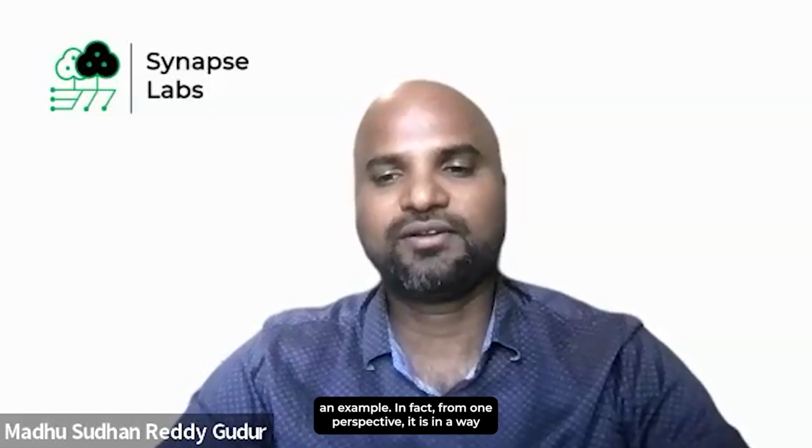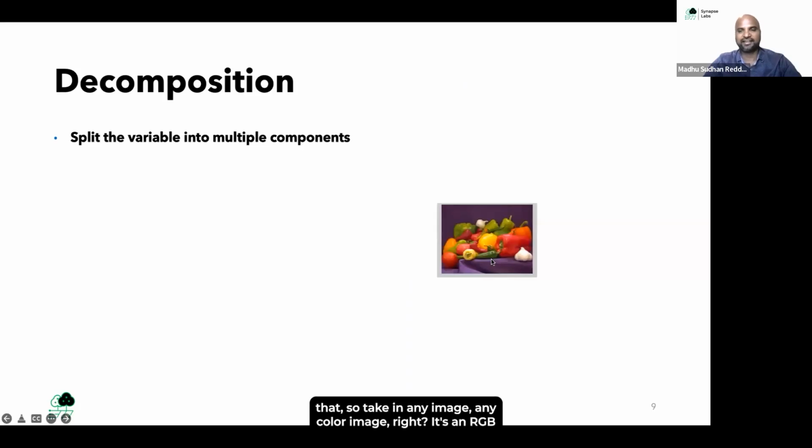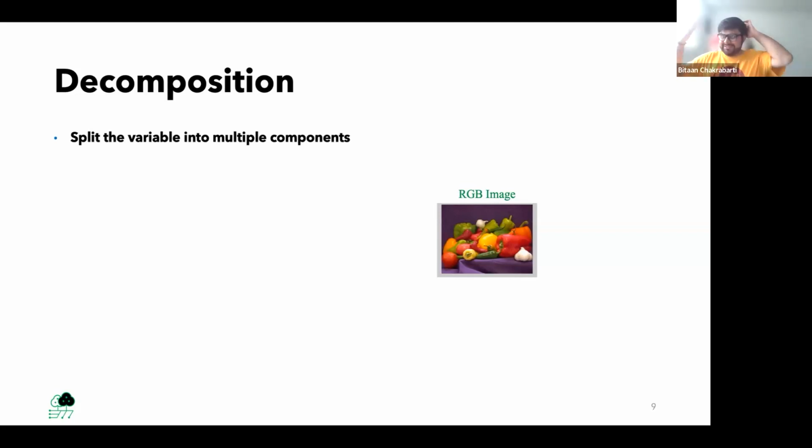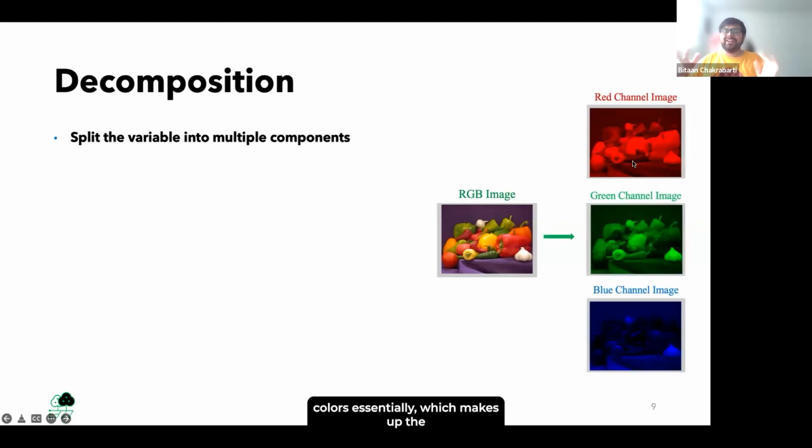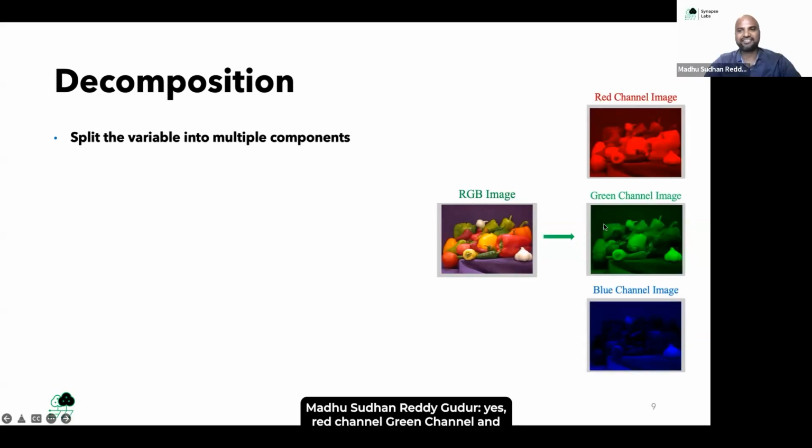In fact, from one perspective, take any color image, right? It's an RGB image. From a technical perspective, it's called an RGB image because it's got 3 layers of colors essentially. Yes. Red channel, green channel, and blue channel. So that's why any color image that you take would be 3-dimensional data. X-axis, Y-axis, and then the Z-axis would be your RGB. So that's your R, G, and B.